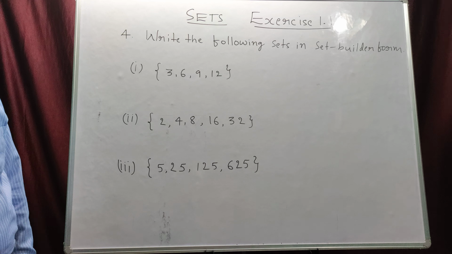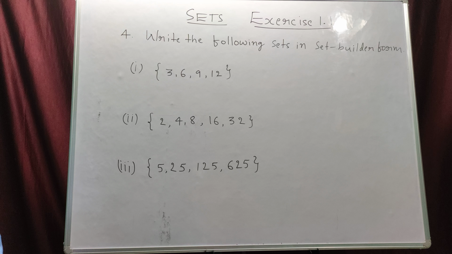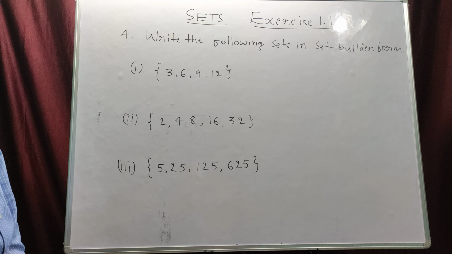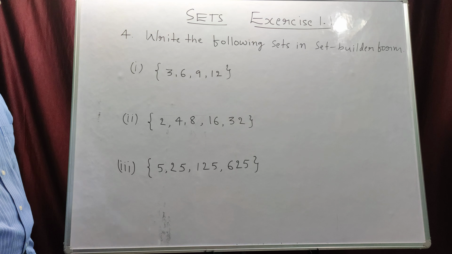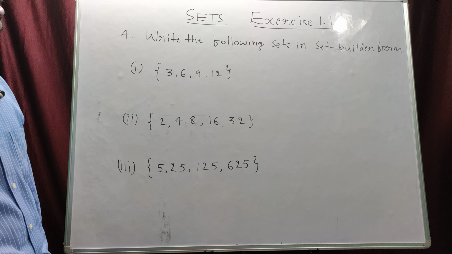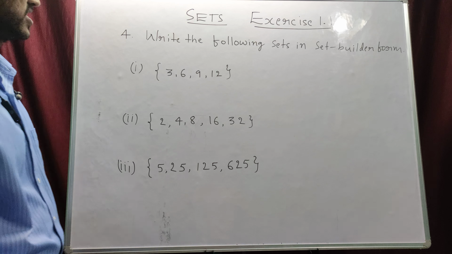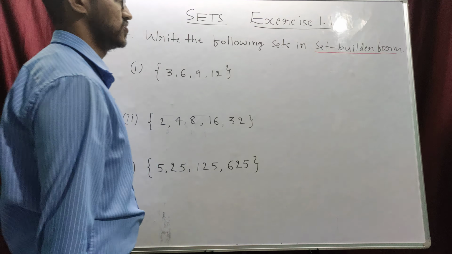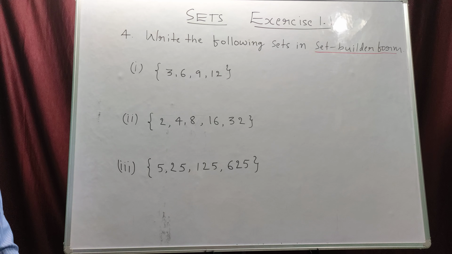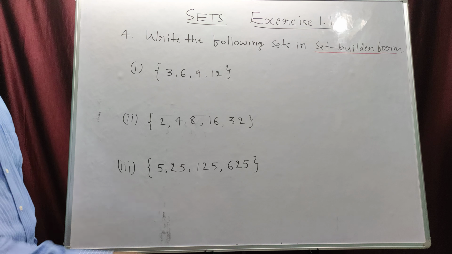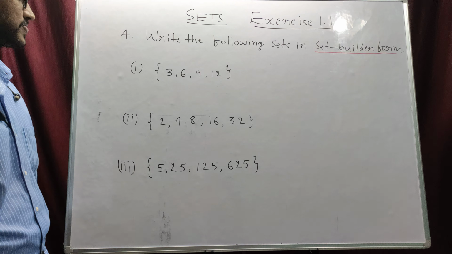In this video, let us solve exercise 1.1 of the sets chapter. Fourth question. Write the following sets in set builder form. So we have to write the given sets in the set builder form. So set builder form is, we are going to write the common property of the elements of a set.